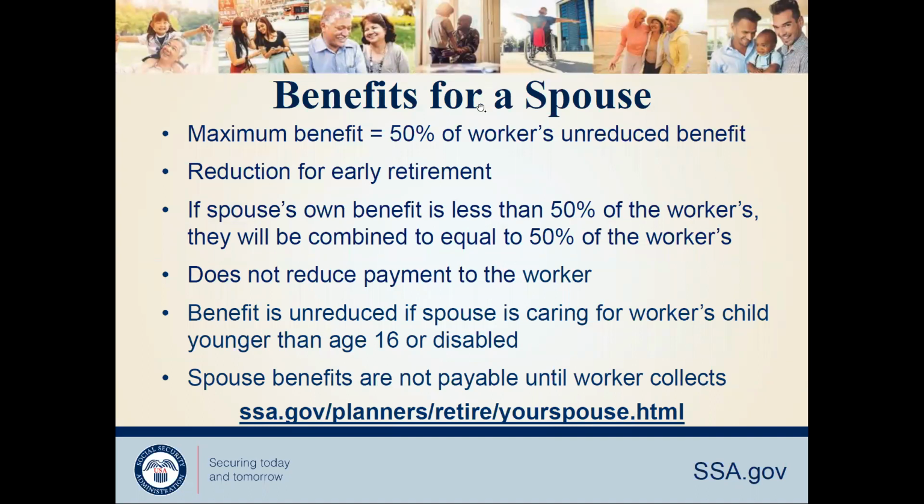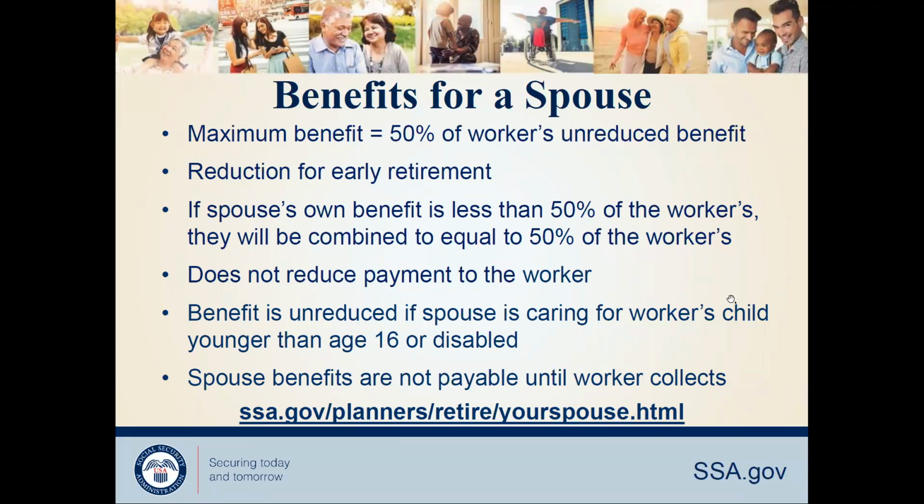Benefits for a spouse. A spouse who has not worked or who has low earnings may be entitled to as much as 1/2 of the retired worker's full benefit. If you're eligible for both your own retirement benefits and for benefits as a spouse, we always pay your benefits first. If your benefits as a spouse are higher than your retirement benefits, you will get a combination of your benefits equaling the higher spouse benefit.